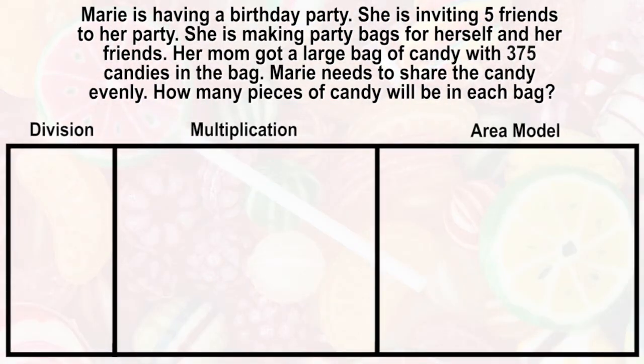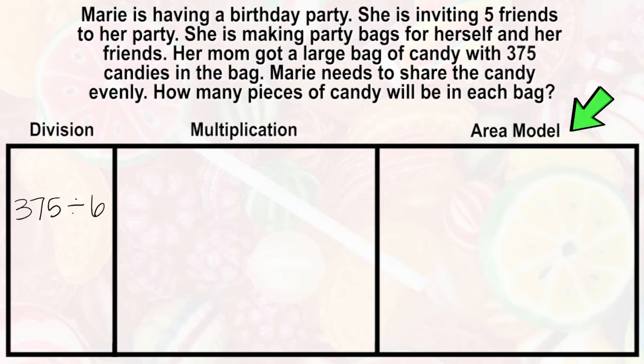We need to understand the information in the word problem. First, there is a large bag of candy with 375 pieces. Next, Marie is inviting 5 friends and needs to make treat bags for all of them. This means she needs to make 6 bags. Our problem will be 375 divided by 6.